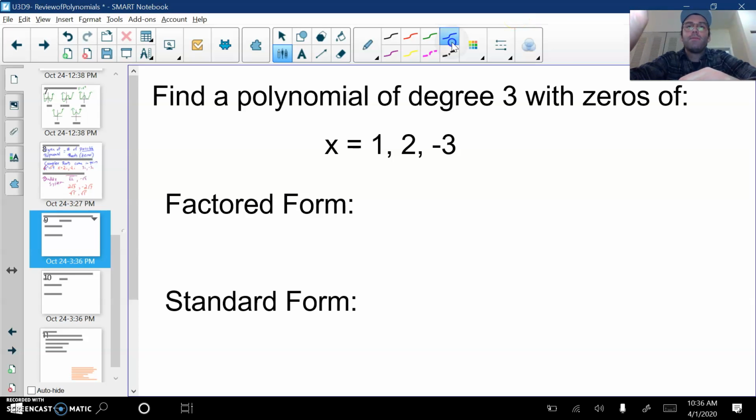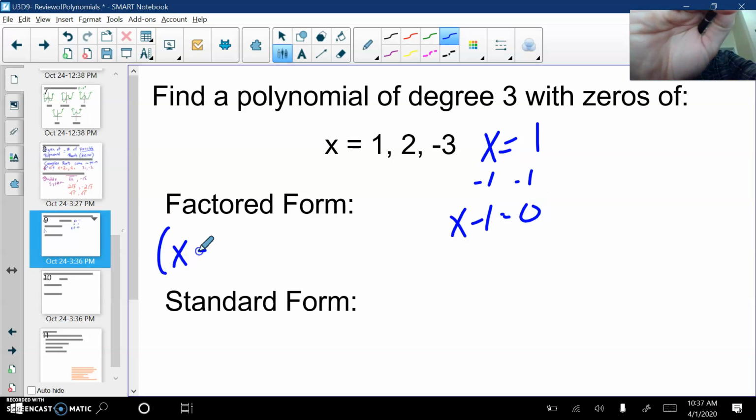All right, and we're back. So here we go. This is what I was talking about. If you're given the zeros, I want you to find the polynomial. So what this tells me is that x equals 1, 2, and negative 3. So if x equals 1, then if I move the 1 over, x minus 1 would be equal to 0, right? So that means that x minus 1 is one of our factors.